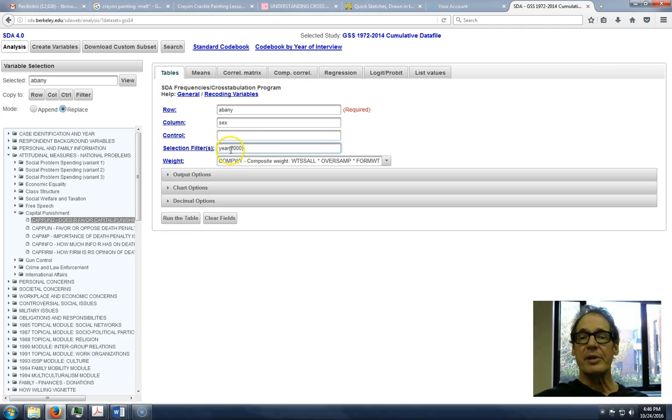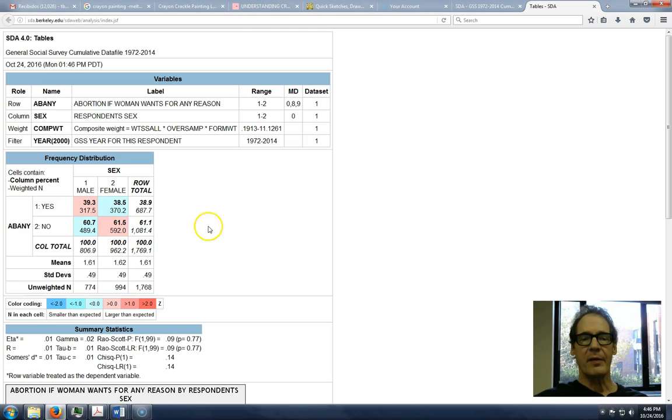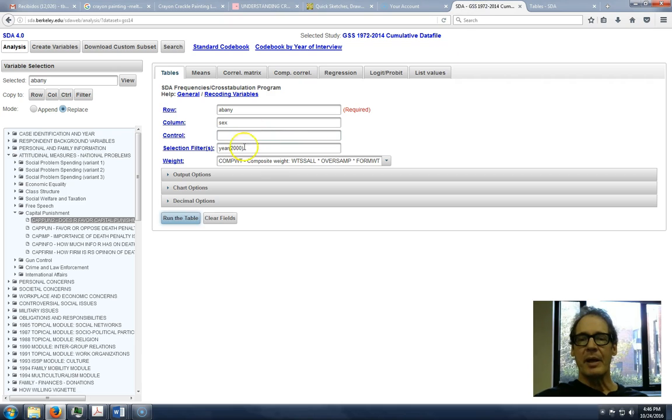Year equal, year in parentheses 2000. Let's see if that works. Yes, it did. So what I did there, let's go back. Selection filter, I'm just telling the software, only give me the results for the year 2000. The first table that we just looked at had all the results from every year they asked this question. I'm saying now I don't want every year, just give me the survey from the year 2000.